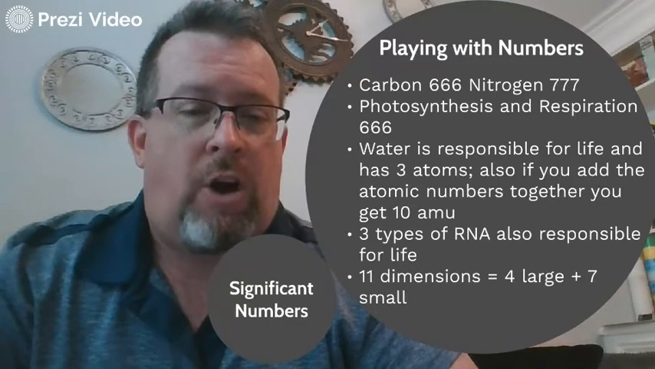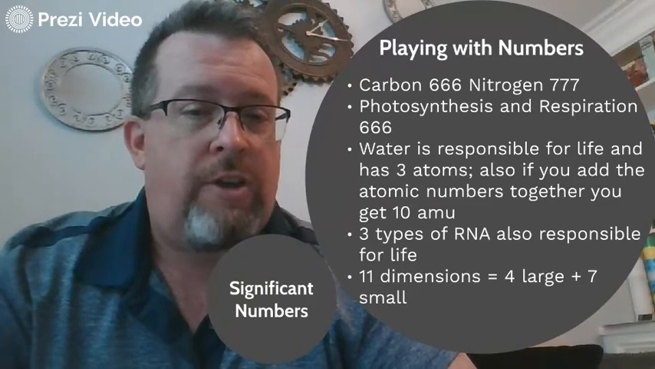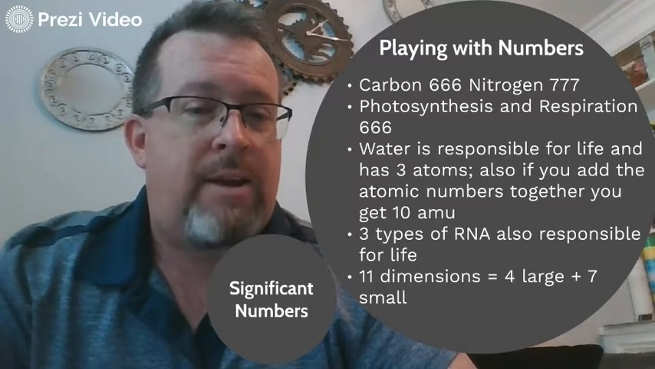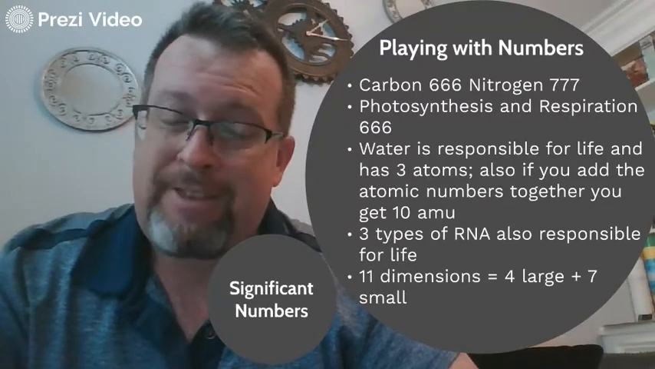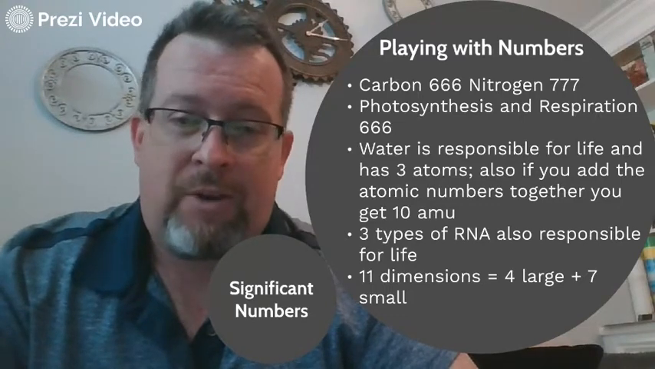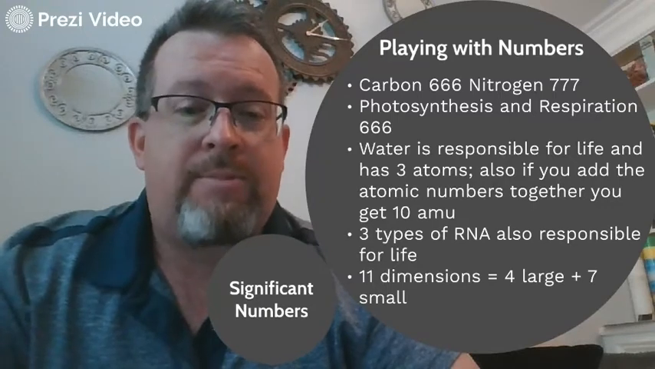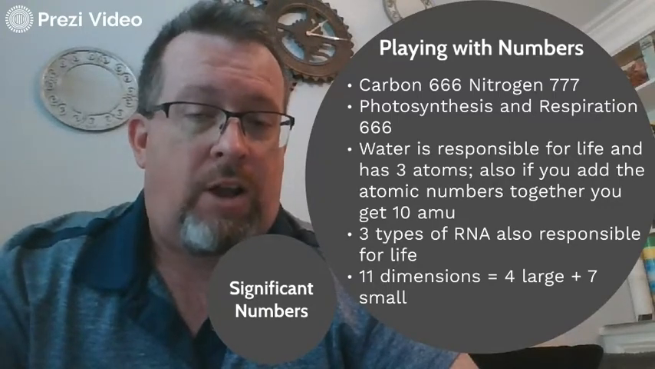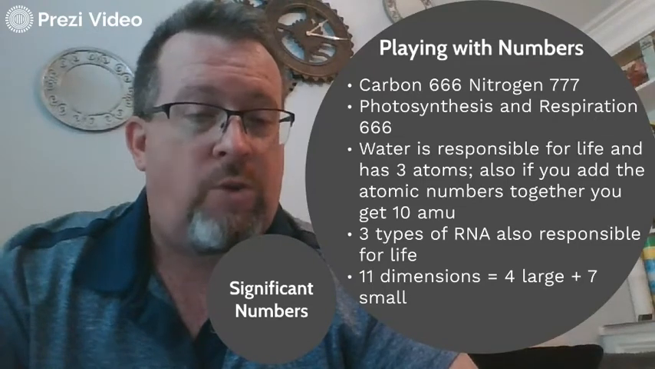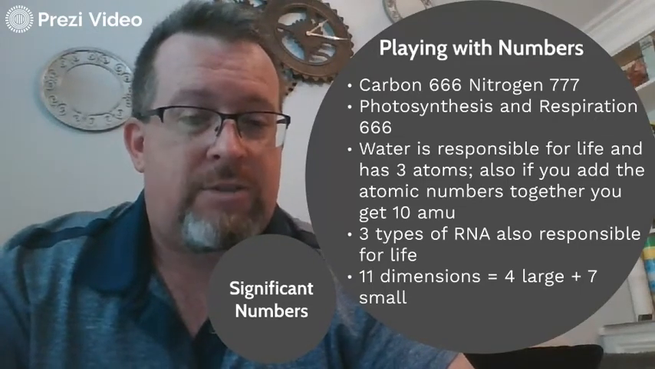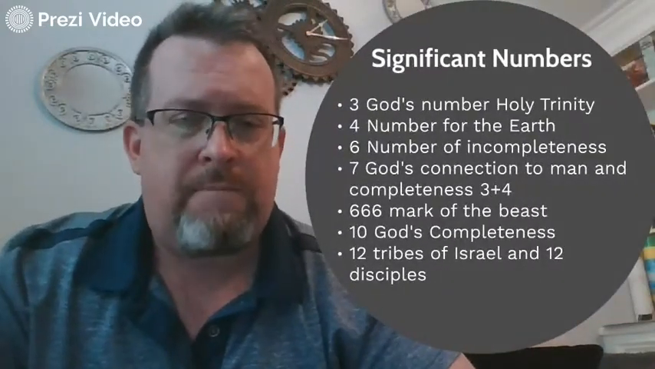Water is responsible for all life and has 3 atoms. Also, if you add the atomic numbers together, you get 10 atomic mass units. Life-giving water. Who gives life? 3 types of RNA are also responsible for all life. And then we have the 11 dimensions of our universe, 4 large and 7 small. The significance of those numbers.